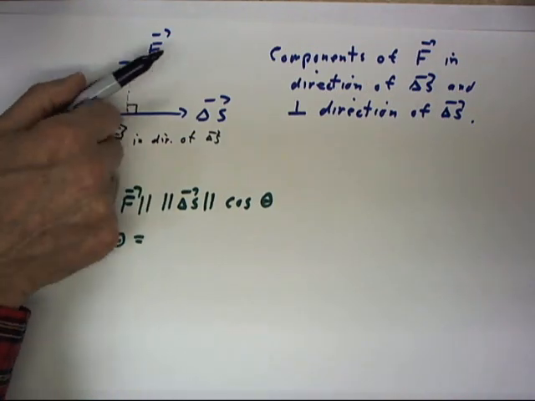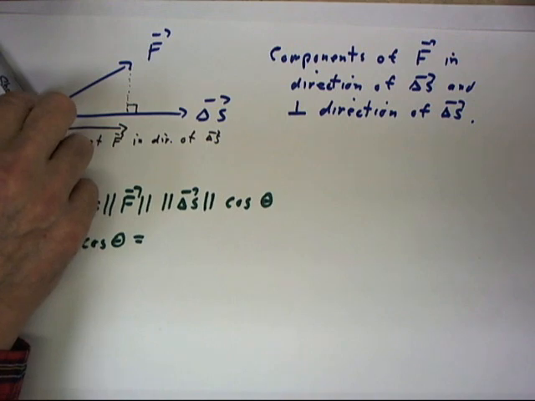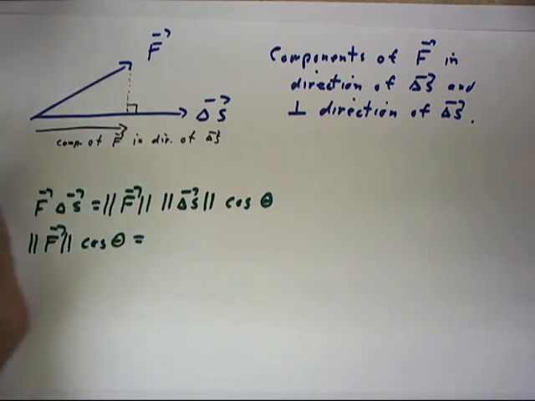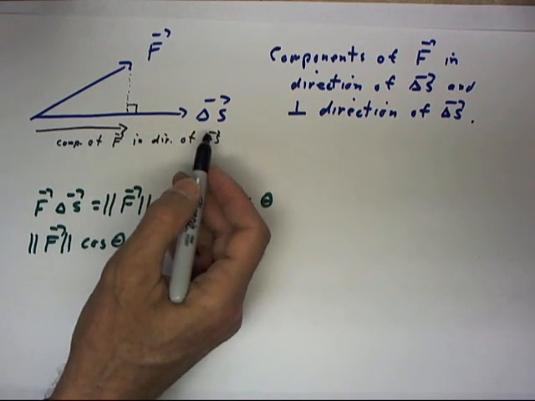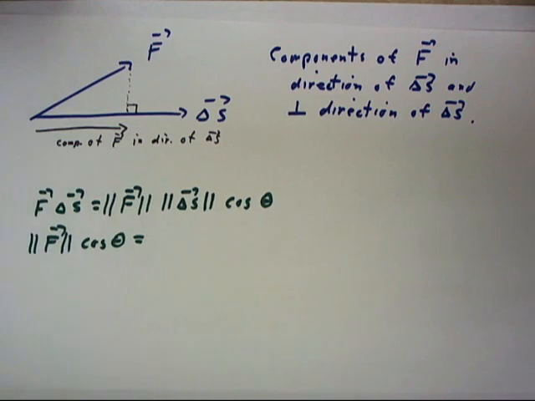Now, keep in mind it's possible for this force to be at an angle greater than 90 degrees with delta S, in which case the component in the direction of delta S might well be negative, meaning it's actually opposite the direction of delta S.